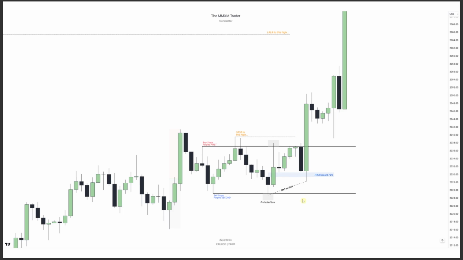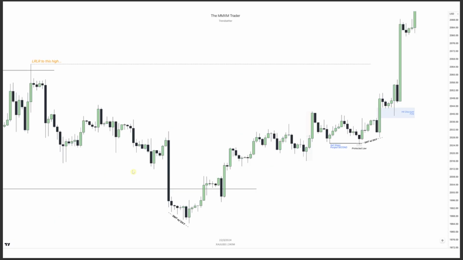So zooming in a little bit more, now that we know that we have SMT, we have a protected low, we know the LRLR is going to move into this high. So where does the opportunity lie? We always want to be a buyer in discount, right? And we can actually see a 4-hour discount fair value gap here, which is a perfect area to take a long from. So now let's zoom out a little bit so we can clearly see the sell side of the curve and the buy side of the curve.